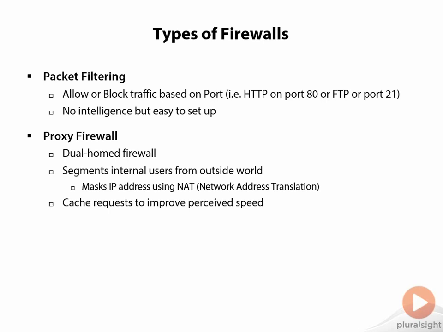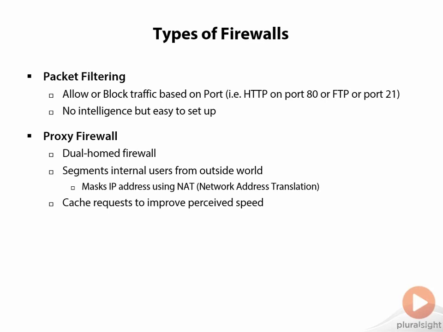But in a proxy firewall situation, and that is in fact your firewall, then you're going to have an interface on both networks, or one or more networks, I should say. Okay, and that's going to segment internal users from the outside world. And again, it can mask the IP address using something called NAT, which is Network Address Translation. So that's going to give an added layer of security, because the outside world won't know who's communicating. All they will see is the address of the proxy firewall.